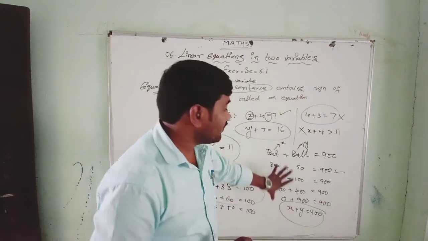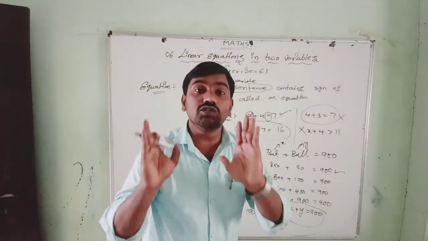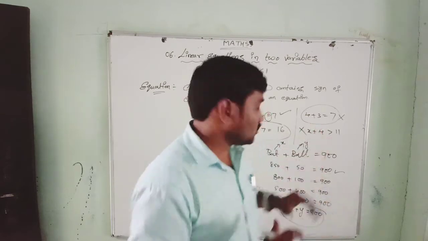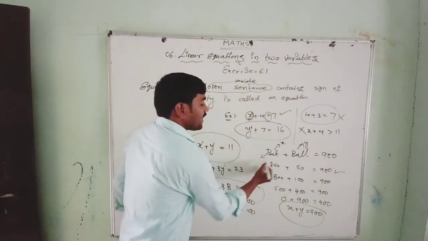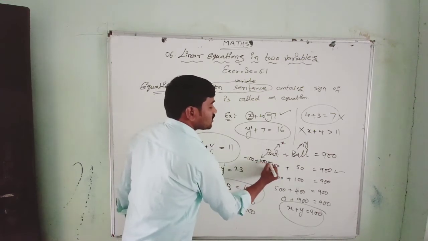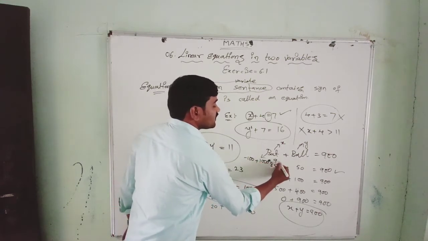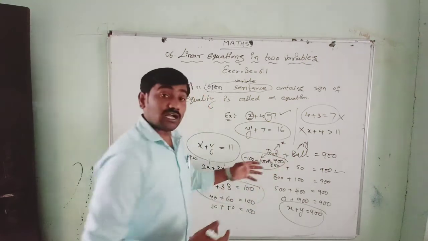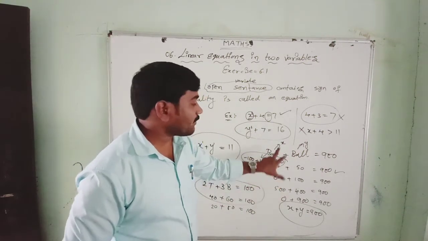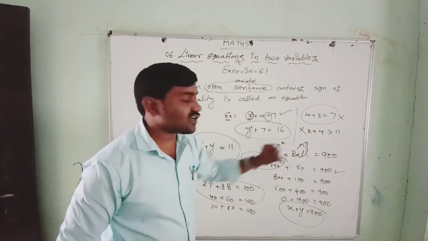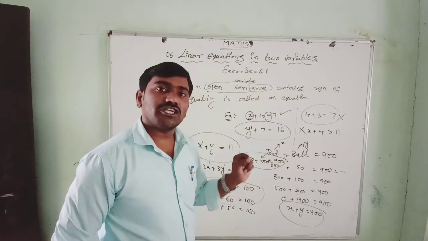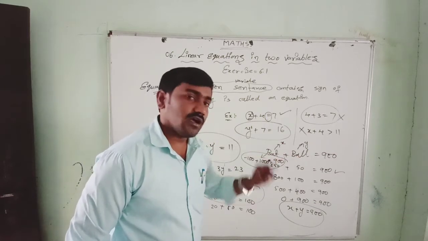At this time, we will have infinitely many solutions. That means we can write many solutions. Here the cost of the bat, suppose, is minus 100 rupees and the cost of the ball is 1000 rupees, which is also 900. We can write negative values too, not only positive. The cost of the bat 1 rupee, the cost of the ball 899. Or the cost of the bat 899, the cost of the ball 1 rupee.